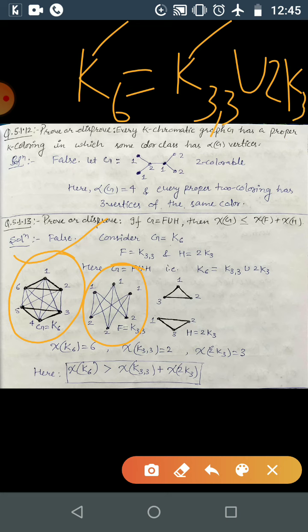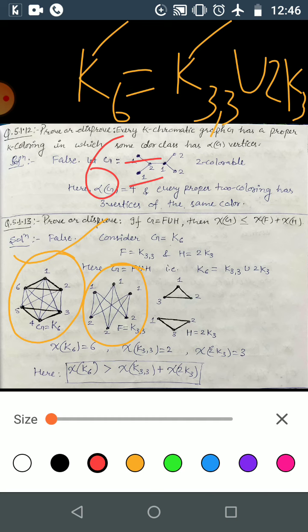So what about the chromatic number of K6? We already know that the chromatic number of K6 will be 6. Chromatic number of Kn is n, so 6. Chromatic number of K3,3: this is a bipartite graph, and for a bipartite graph we know that the chromatic number will be 2, correct. So here it is 2.